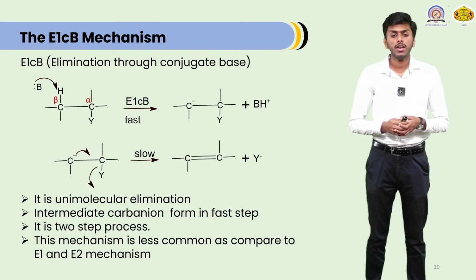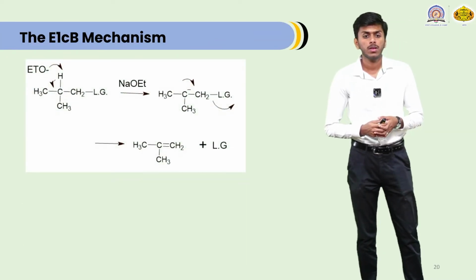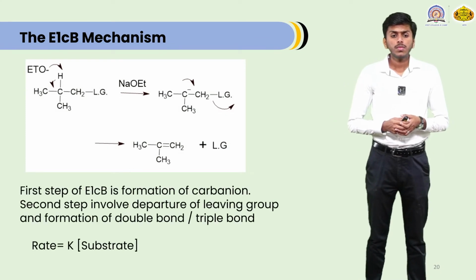It is a unimolecular reaction. The intermediate is the carbanion, which is formed in the fast step. It is a two-step process. This mechanism is less common as compared to the E1 and E2 mechanisms. The first step of E1CB is the formation of a carbanion. The second step involves the departure of the leaving group and formation of a double bond or triple bond.